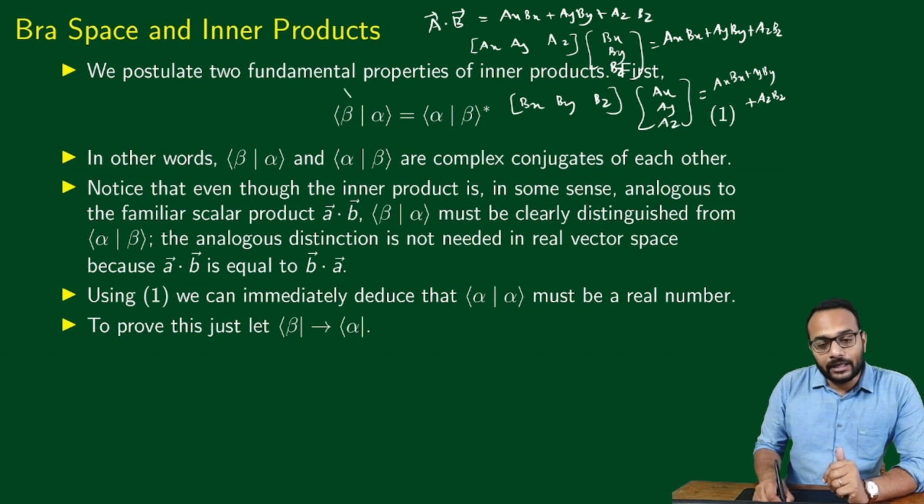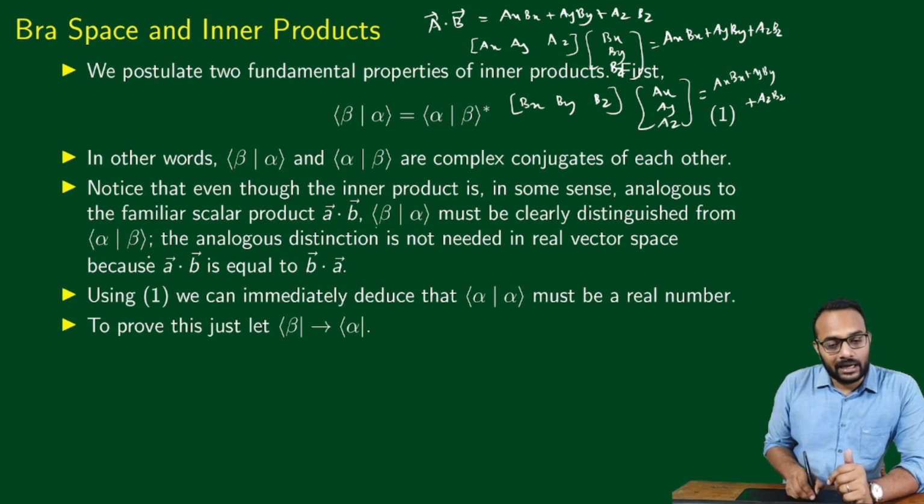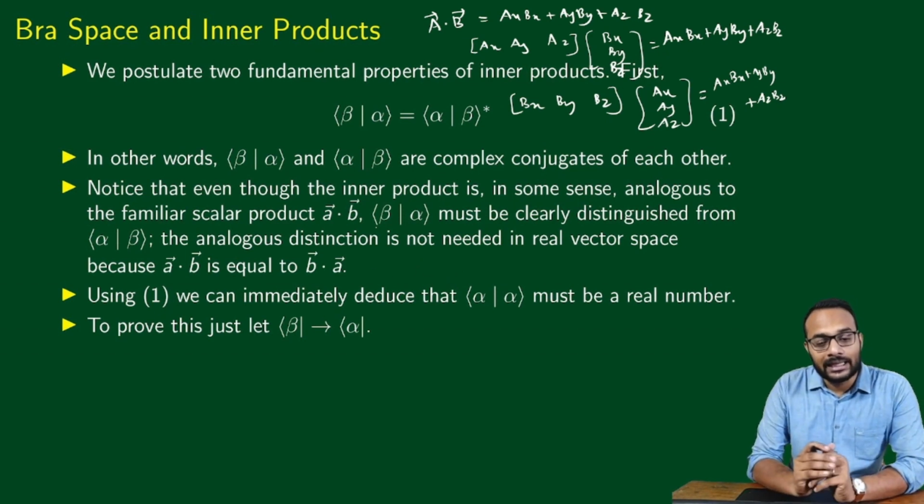We define the inner product like this. Bracket beta alpha is equal to bracket alpha beta star. Bracket beta alpha must be clearly distinguished from bracket alpha beta. The analogous distinction is not needed in real vector space because a vector dot b vector is equal to b vector dot a vector.